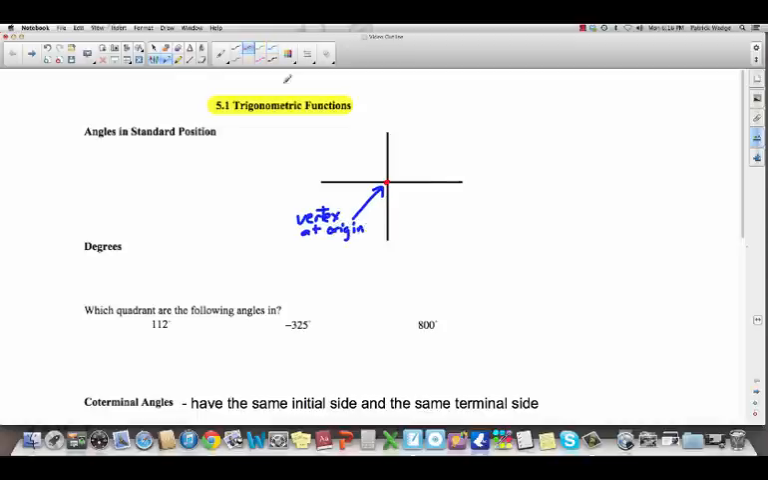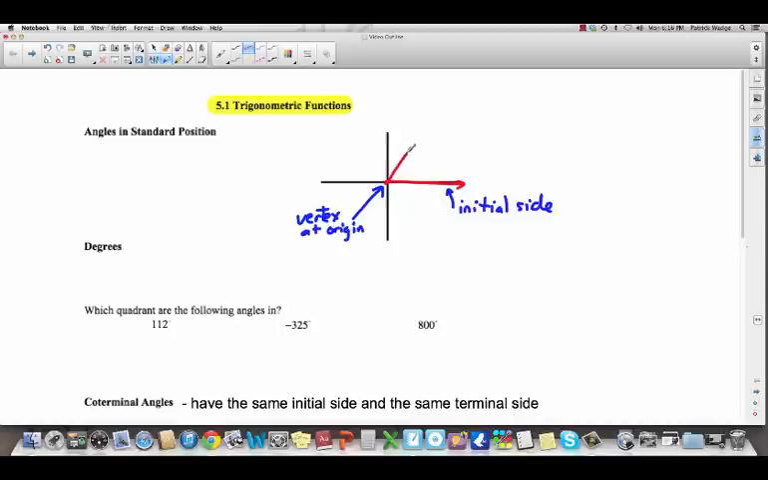And then an angle is made up of two rays that meet at a vertex. One of the rays runs along the x-axis in the positive direction, not in the negative direction. This is called the initial arm or the initial side. And then the other ray is rotated. If it's rotated in the counterclockwise direction, it's going to be a positive angle. If it's rotated in the clockwise direction, it's going to be a negative angle.